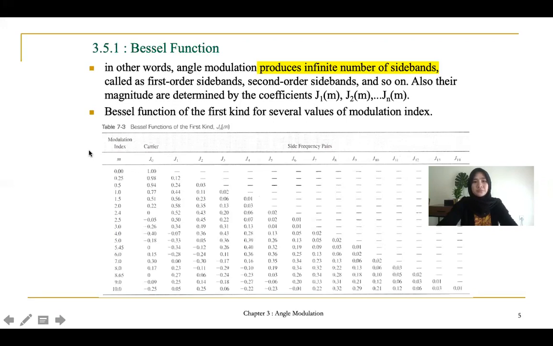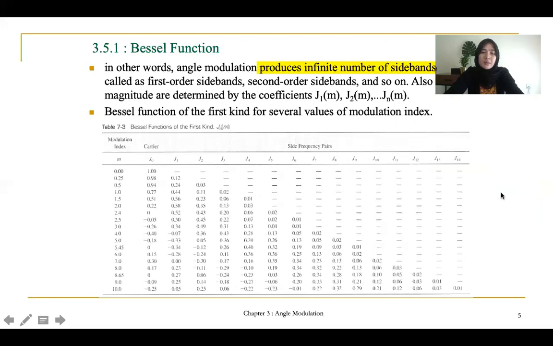So if you look here, you have the modulation index, then you have the carrier, and from J1 up until J14, these are the side frequencies. Okay, so for example, if you calculate and you find that your M is equal to 1, what you need to do is refer to this table. So M equals 1 is this row.